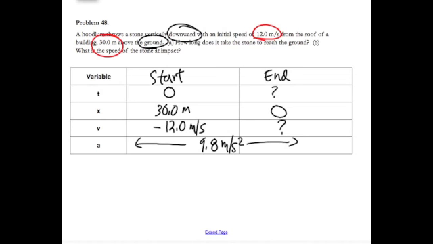Now, what we need to do is look at what it is we're asked to find. Well, what we're asked to find in part A is basically how long it takes to reach the ground. So that's the unknown time t here. And in part B, we're asked to find its speed as it hits the ground, and that is this unknown velocity right here, which is its final velocity. Now that we have what we know and what it is we want to find out, next thing we need to do is figure out how do we do that.